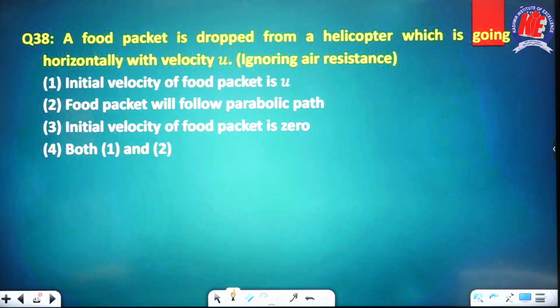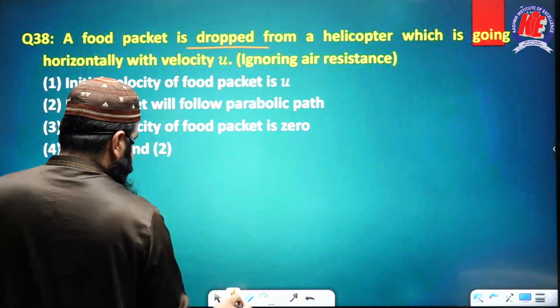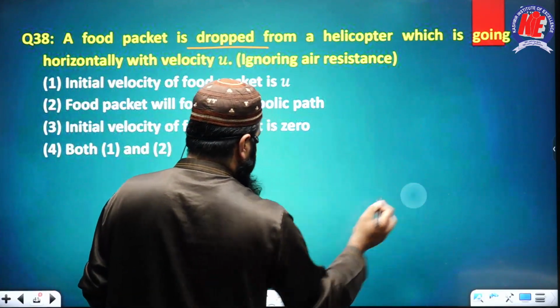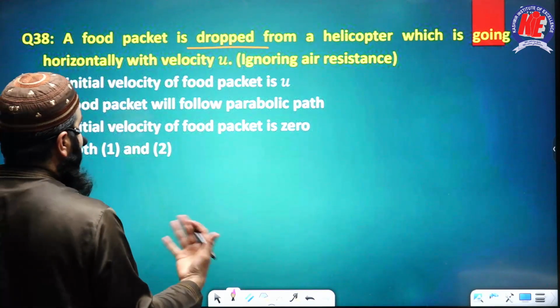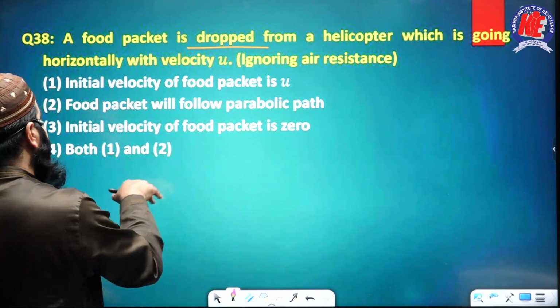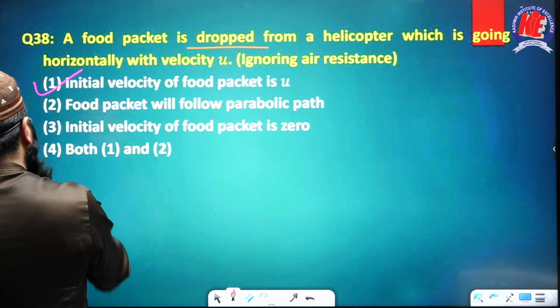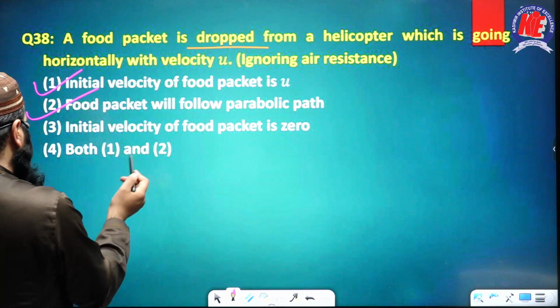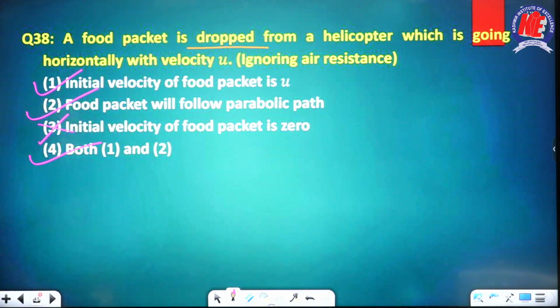Next one please. A food packet is dropped from a helicopter which is going horizontally with velocity u. Ignoring air resistance, initial velocity of the food packet is u. Even if the questioner uses the term dropped, just because the food packet was the part of the helicopter, it will be having the initial velocity same as that of the chopper. So initial velocity of the food packet is u. Food packet will follow the parabolic path, absolutely correct. Initial velocity of the food packet is 0. No, it's u. So both 1 and 2 are going to be the right ones.